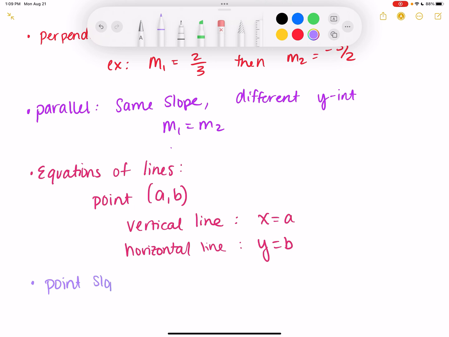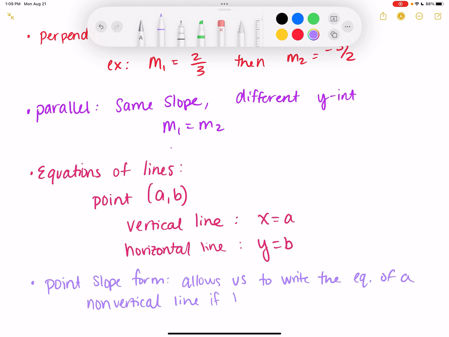Point slope form allows us to write the equation of a non-vertical line if we know the slope and a point.